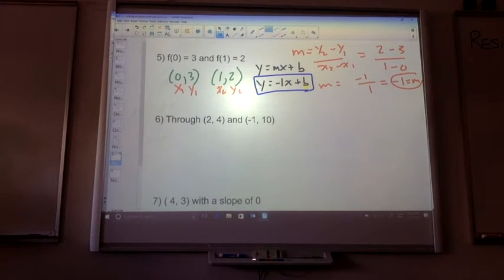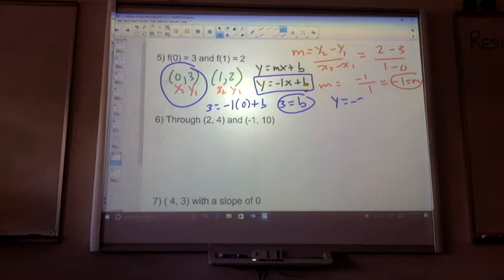Okay. So then I'm going to pick one of these. That doesn't matter. I'll just pick that, plug it in. So that's going to give me 3 equals -1 times 0 plus b. What's -1 times 0? 0. So 3 is equal to b. So my linear equation is y equals -x or -1x plus 3. Do I need to have that 1 right there? No. That's not necessary. Make sure you have the negative sign. So it's your choice if you want to put it there or not.